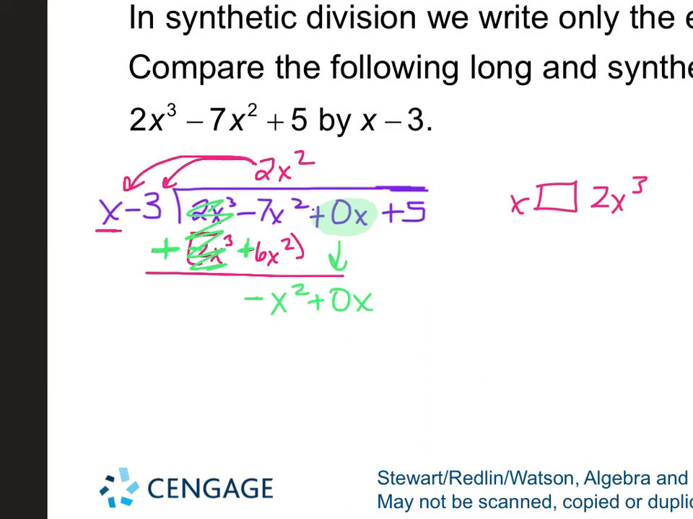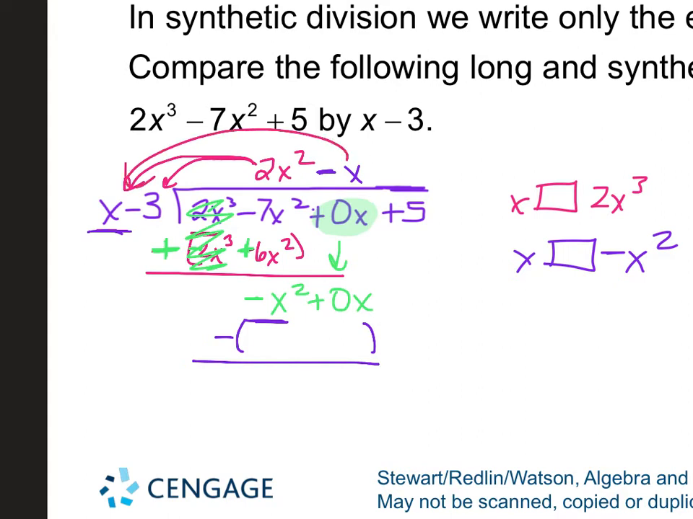And then we do the exact same thing again, guys. First term into first term. So I say, okay, x times what gives me negative x squared? Negative x. Good. So I'm going to have a negative x. Now let's get your subtraction all set up before we multiply. Negative x times x is negative x squared. Negative x times negative 3 is plus 3x.